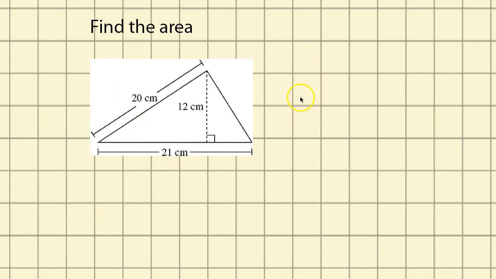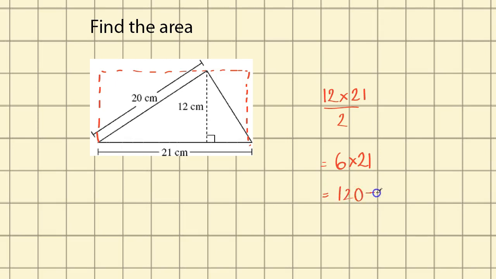Okay, so I need to think about what rectangle that would take up half of. So I'm going to take my pen and go, okay, well, if that was the base there, then that could be one of the rectangles that it takes up half of. And I know the height of that is given to me, it's 12, and the base is 21, so I'm good to go. 12 times 21 divided by 2. Well, 12 lots of 21 shared into 2 equal groups is going to give me 6 lots of 21. 6 lots of 20 is 120, and 6 lots of 1 is 6, so that gives me 126 centimetres squared. Okay, I don't need to square the number 126, that squared goes with the unit.